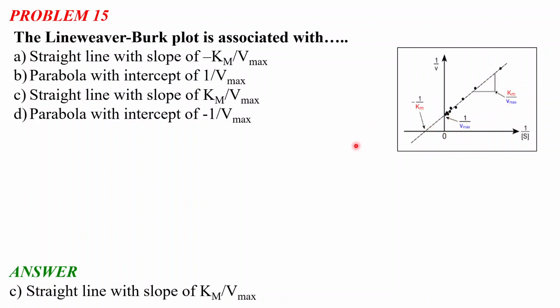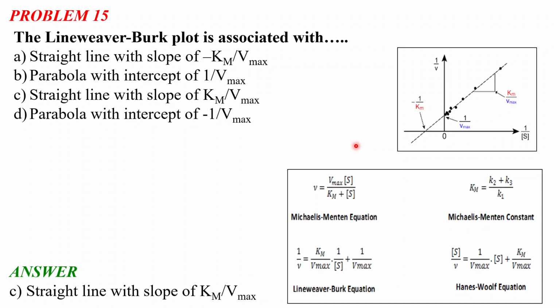Okay. And we know there are different kinds of equations for enzyme kinetics. We have the Michaelis-Menten equation, which is V equal to Vmax into S divided by Km plus S. We have the Michaelis-Menten constant, where Km is K2 plus K3 by K1. We have the Lineweaver-Burk equation, which is 1 by V equal to Km by Vmax into 1 by S plus 1 by Vmax, and the Hanes-Woolf equation can be derived from this equation.